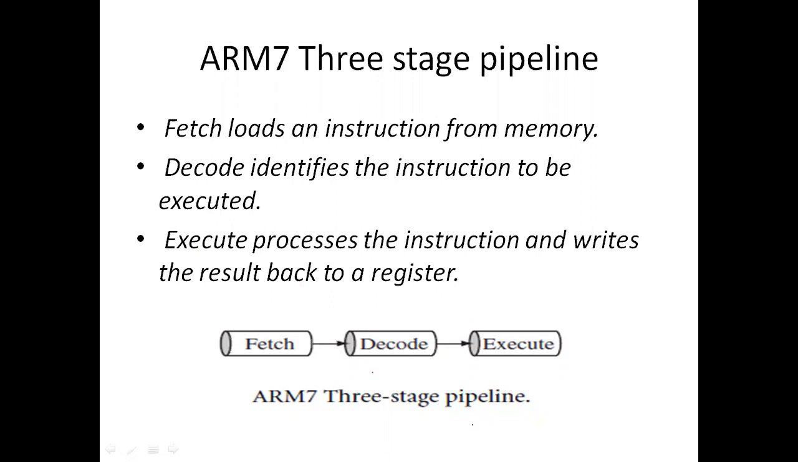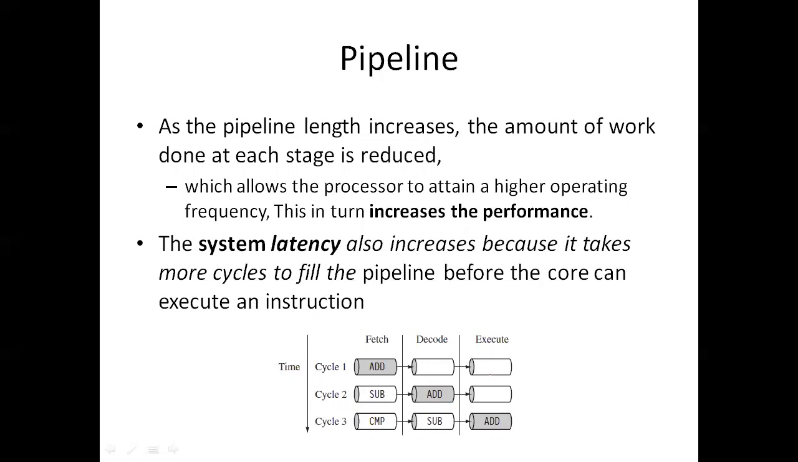So it has a 3-stage pipeline. First stage is the fetch, second stage is the decode, and third stage is the execute. For a better understanding of this pipeline, you should remember that as the pipeline length increases, that is, as the number of stages of the pipeline increases, the amount of work done at each stage is reduced. This allows the processor to attain a higher operating frequency, which in turn increases the performance. So as you increase the number of instruction processing stages, it allows the processor to operate at a higher frequency, but at the cost of system latency.